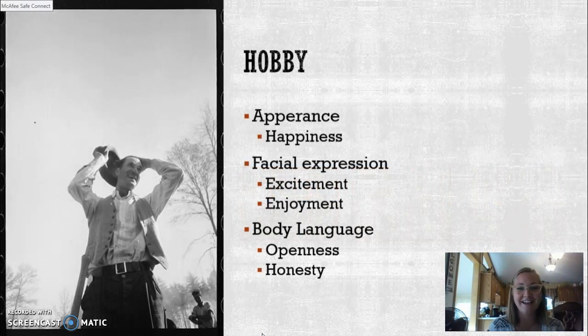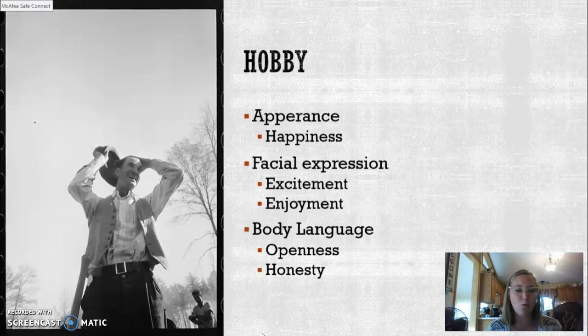This guy I labeled as a hobby because he has that hammer there or shovel or whatever it is, but he appears to be happy. He has his hands on his head. He's got a smiling face. His facial expression shows me excitement and enjoyment.